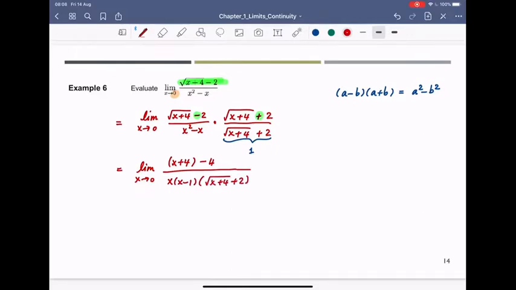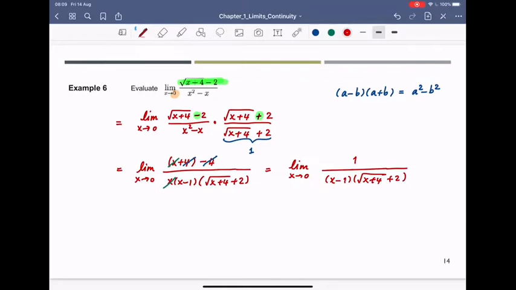Well, it seems pretty good now. So we are going to do some cancellation now. You can see that the 4 and 4 cancel, right? And then I have x left, so the x here is gonna cancel with the x in the bottom. And then after that, I have 1 over (x minus 1) times (square root of x plus 4, plus 2). And then I use the limit law. But when I use the limit law, I just skip some steps.